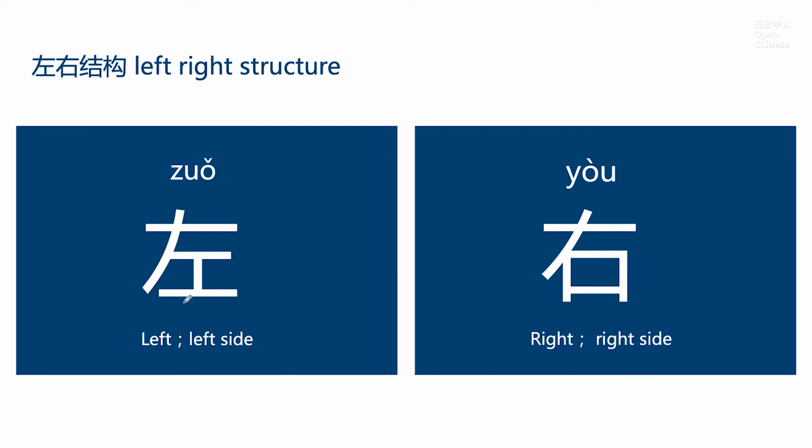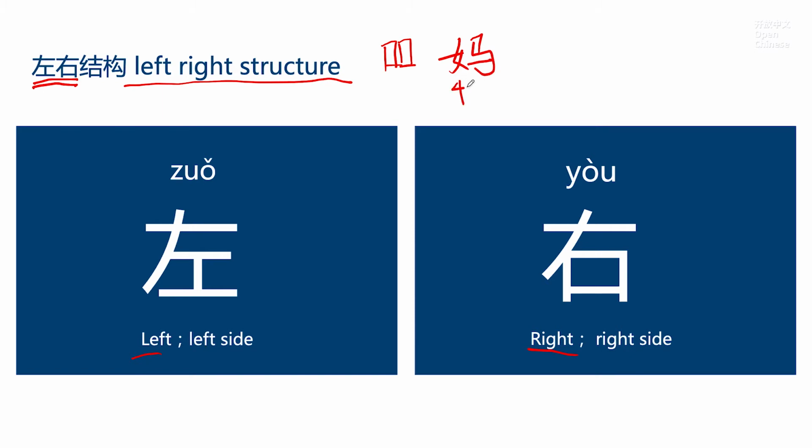Okay. 左右, left and right. We have also encountered these two characters in 左右结构, left and right structures, right, in lesson 1. 左右结构, it means this character has the left part and the right part. Like what we have learned last time, we have this mother.